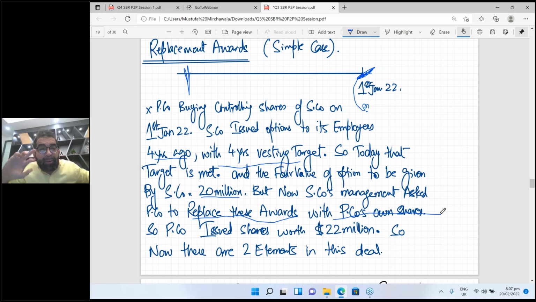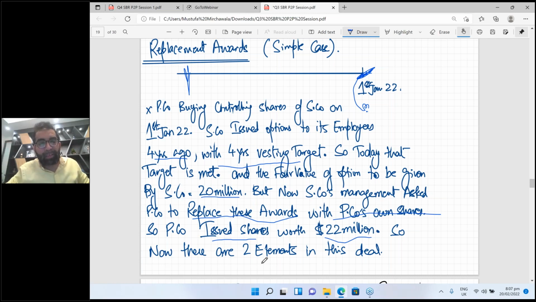But now, what did the parent company do? The parent company issued shares worth 22 million. Just think, S company asked to give shares of only 20 million to employees, but as a good gesture, as a new takeover is going on, just to motivate employees, the parent company gave 22 million.